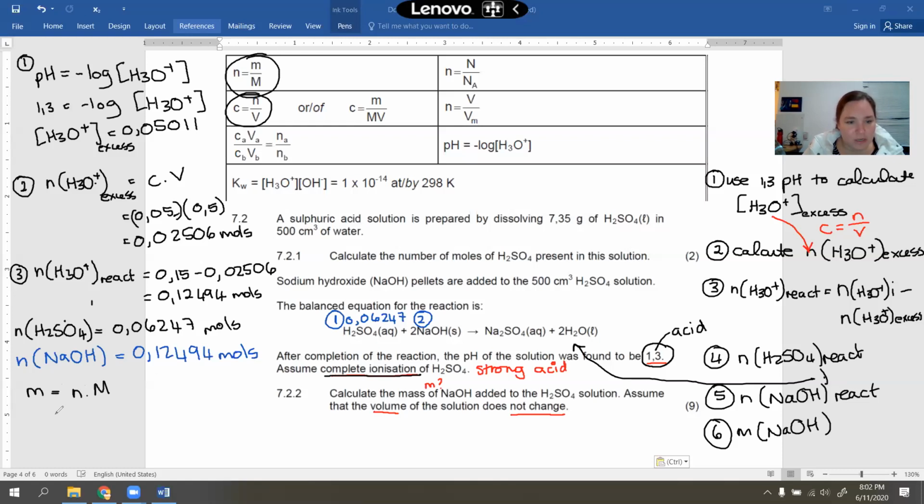Rearranging that equation, the number of moles is 0.12494. The molar mass is going to be 40 grams per mole. Sodium's 23, oxygen's 16, hydrogen's 1, which gives me an overall value of 40. So if I times that by 40, I get a mass of 4.997, which is the same as 5 grams. You may round it up at that point.